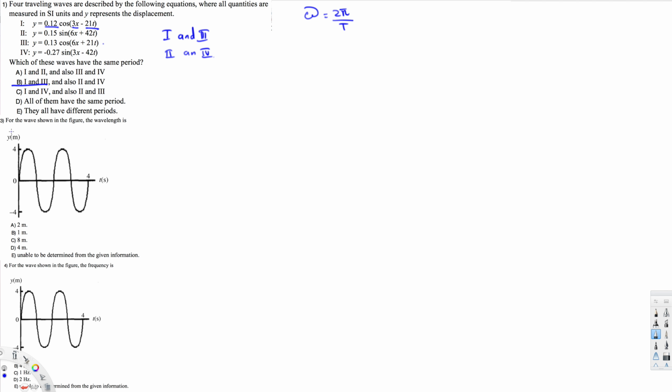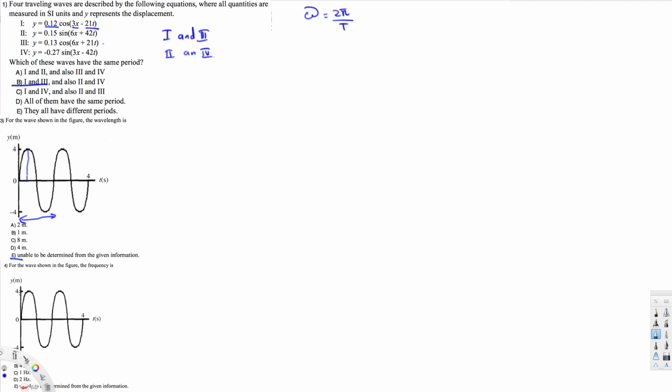And let's do the second question. For the wave shown in the figure, the wavelength is, and they have given the height right here and the time. Here we can calculate the amplitude, but we can't calculate the wavelength, because to calculate the wavelength we have to know this distance. There's no information about that. We have the time it takes to travel this distance, but we don't know the distance. Therefore, this is unable to be determined from the given information.